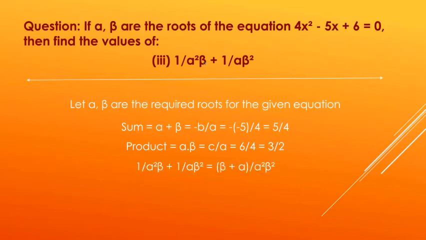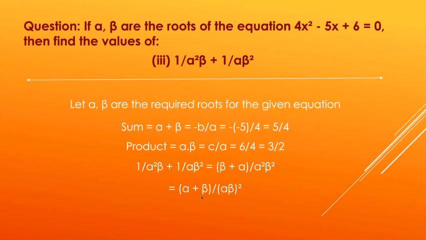Now our question is 1 over alpha square beta plus 1 over alpha beta square. We know that we have an addition sign between two fractions, so we have to take the LCM. When we take the LCM of alpha square beta and alpha beta square, it will be alpha square beta square. And when we solve this fraction, we will get beta plus alpha as numerator. So alpha plus beta over alpha square beta square can be written as alpha plus beta over alpha beta whole square.